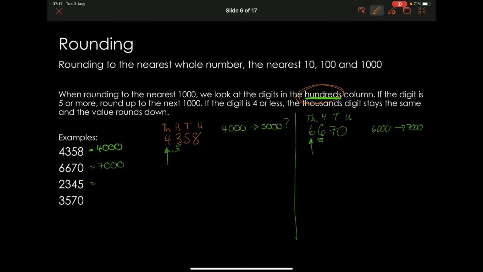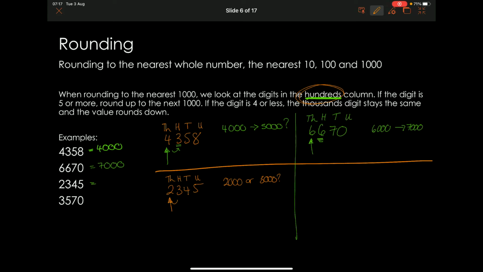All right. So 2,345. Thousands, hundreds, tens, units. Is this closer to 2,000 or 3,000? Again, look at the hundreds column. It's a 3. If it's 4 or below, we'll leave it as it is, so it'd be 2,000.